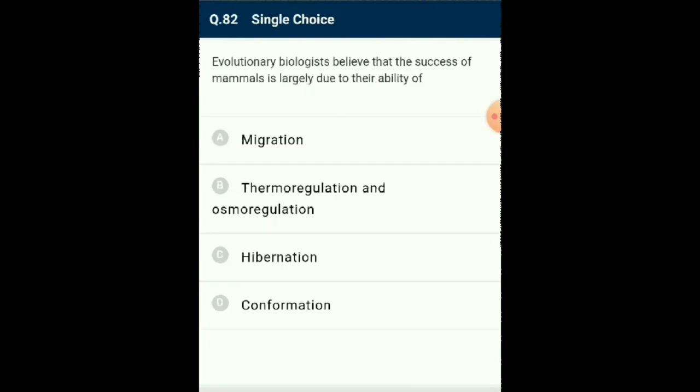Question number 82. Evolutionary biologists believe that the success of mammals is largely due to their ability of osmoregulation and thermoregulation, the two processes that the body uses to return to homeostasis. Birds and mammals are warm-blooded animals maintaining fixed body temperature despite changes in the external environment. Osmoregulation affects osmotic pressure while thermoregulation affects the internal temperature of an organism. So the answer for this question is option B, thermoregulation and osmoregulation.